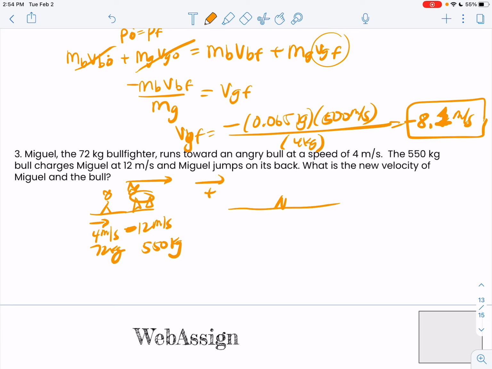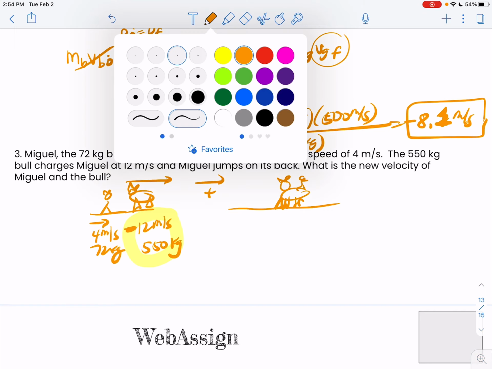So then we're saying that Miguel is going to jump on the back of the bull. Which way do you think it's going to go? It'll come out in the answer, but I'm expecting a negative answer because the bull is both bigger and faster. So that means that this is going to continue to the left, I believe.